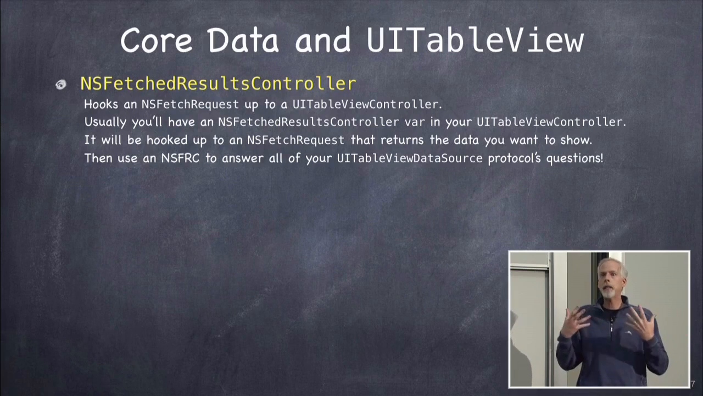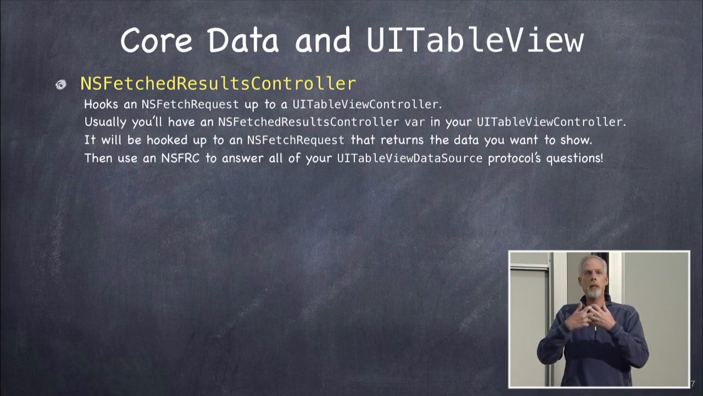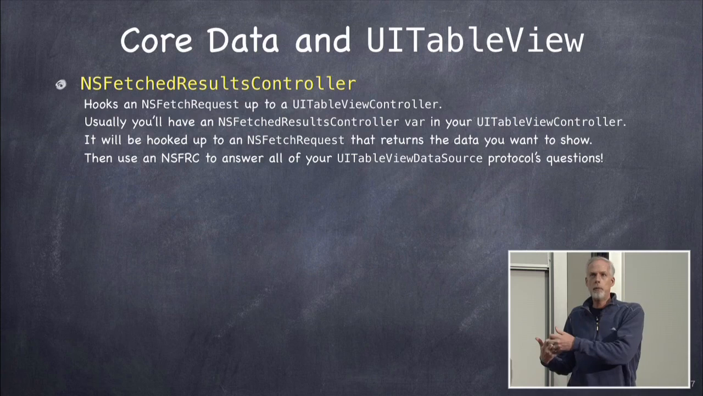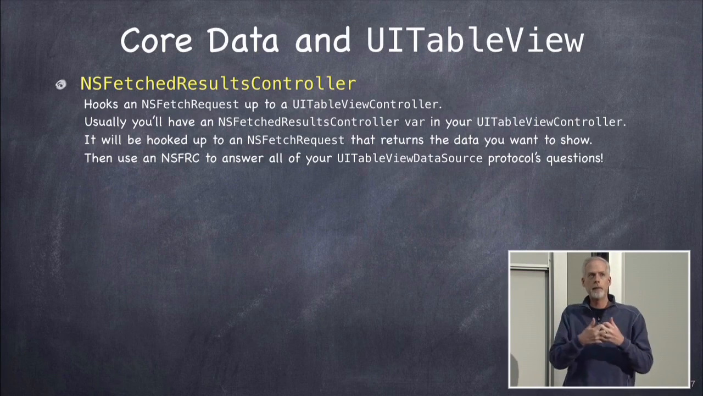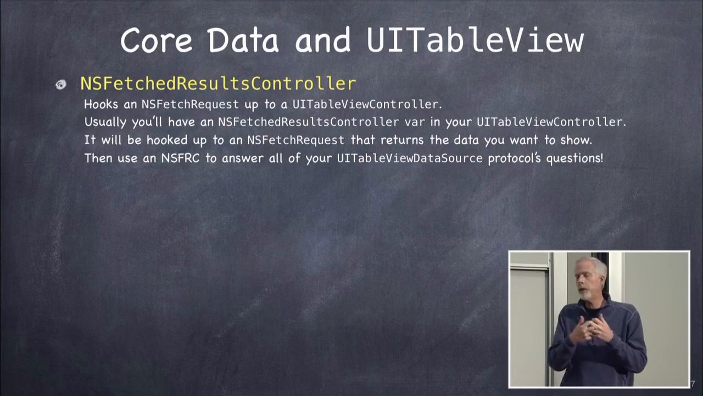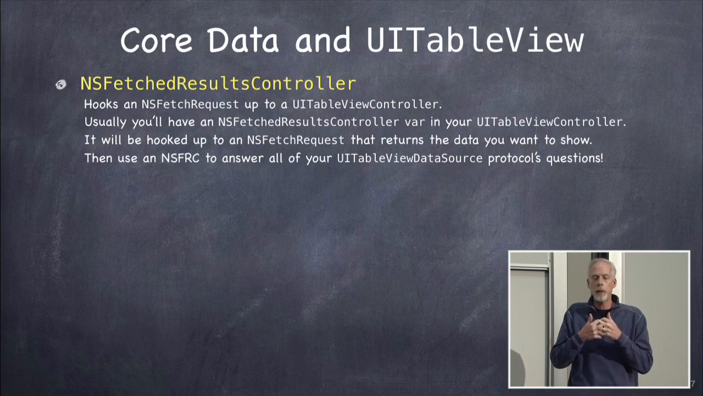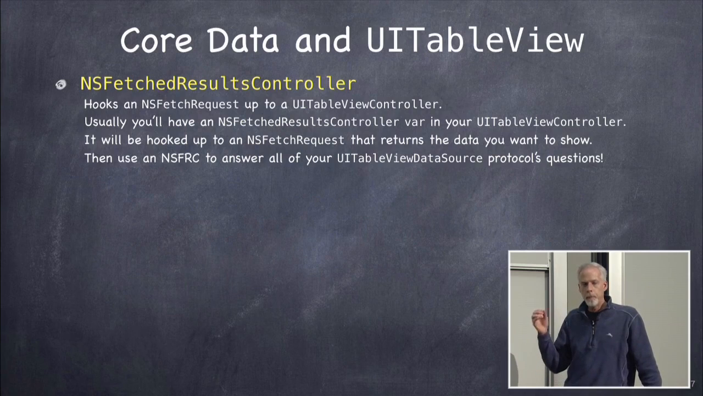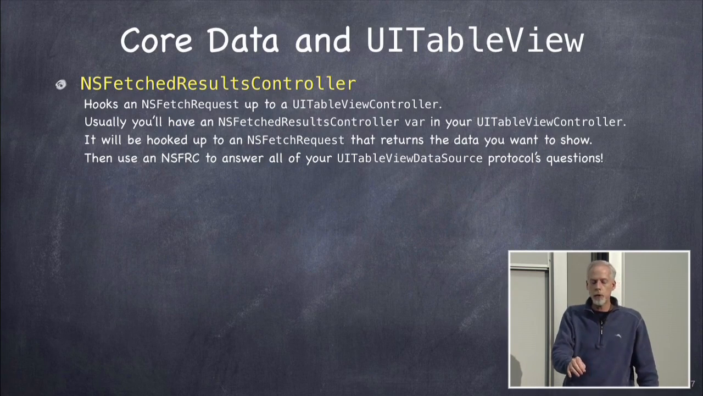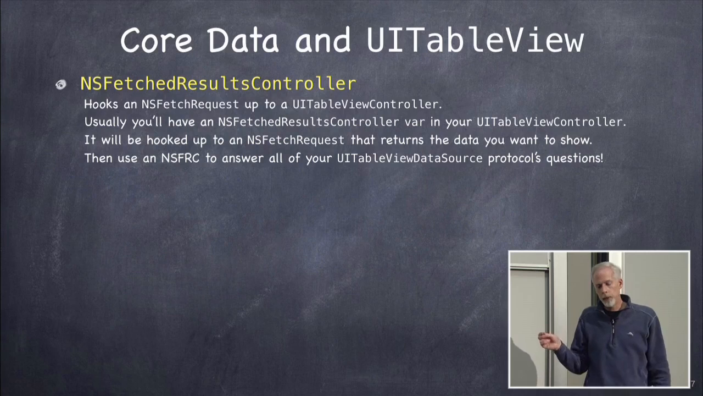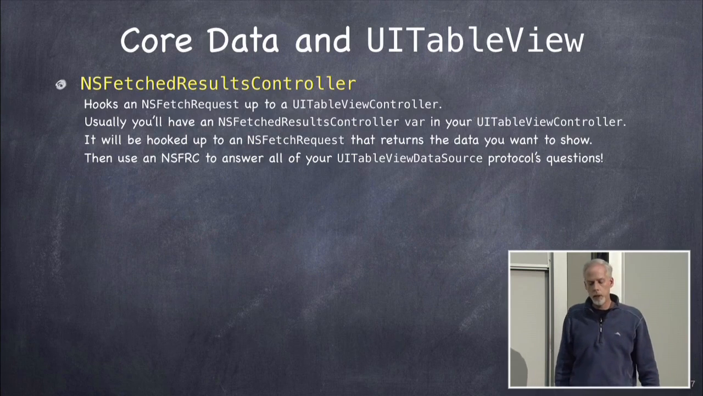So this is an active, live hookup between the NSFetchRequest and the table view. Even if some other context is changing the data, it doesn't matter. It's always keeping that table view up to date. So I'm going to talk about how we do this, how we use an NSFetchedResultsController. I'm even going to provide you some free code to do some of it. You'll have to type in a little bit of the rest of it, but it's pretty easy to do.